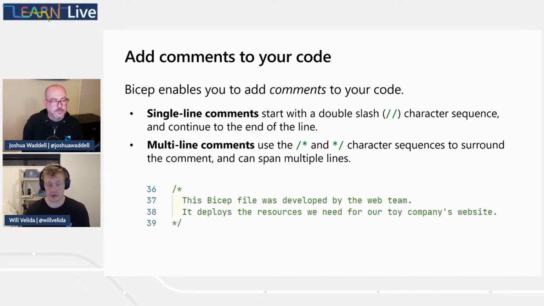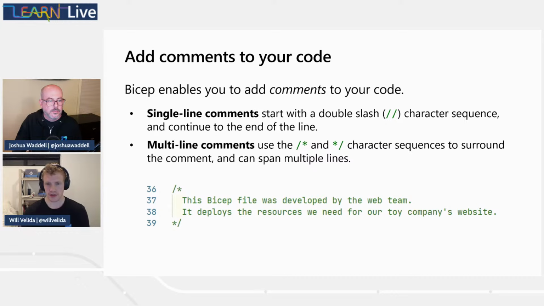Bicep, as we saw earlier in our previous template, enables you to add comments to your code. Comments are human-readable text that documents your code, but when we deploy our file to Azure, it's ignored. Bicep supports two types of comments. We can have single line comments, which start with a double slash character sequence and continue to the end of the line. Or we can have multi-line comments, where a slash-star and a star-slash character sequence surround the comments. This can span multiple lines, as we can see from lines 36 to 39.